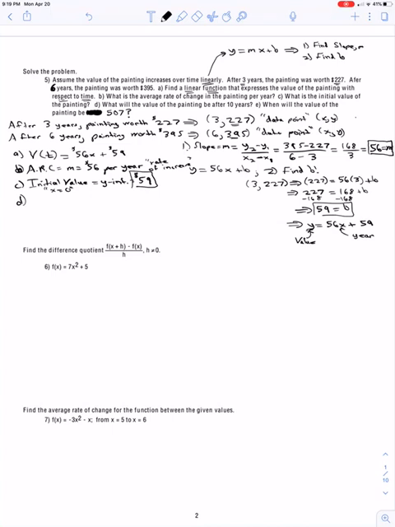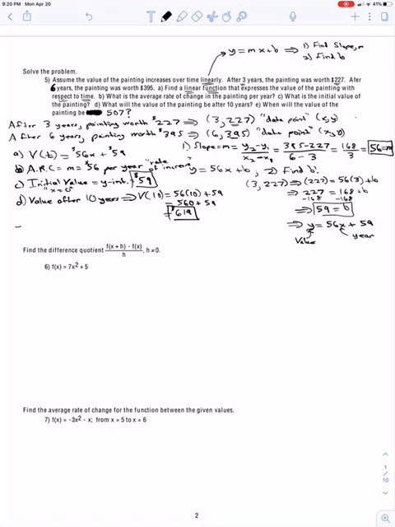Let's go to part D. Part D says, what will the value be after 10 years? That implies finding v of 10. The value after t years is 56x plus 59. So the value after 10 years will be 56 times 10 plus 59. As we simplify, we get 560 plus 59, which is equal to 619. So $619, there's our value after 10 years.